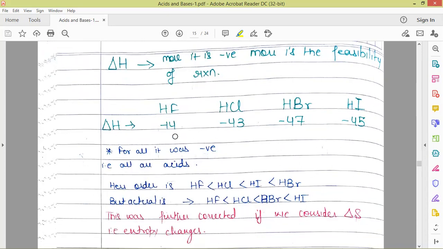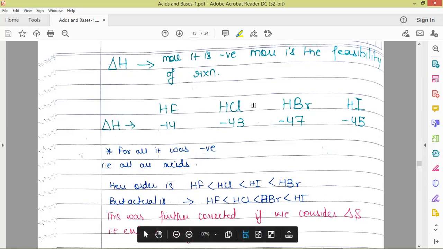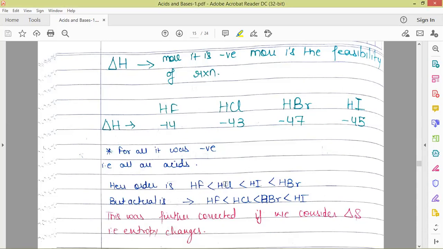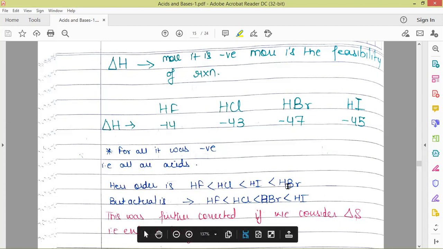Secondly, we can see that the negative value increases as we move from HF to HCl to HBr, and it is found to be maximum for HBr, and then it is less for HI. So from here the order should be HBr having maximum acidic strength, then HI, then HCl, then HF. But the actual order, which we have observed from other factors, is that HI has the maximum acidic strength.